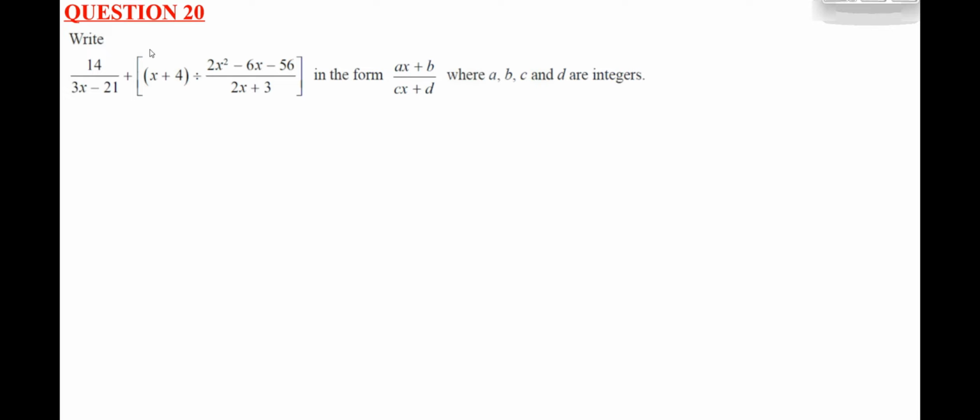So we're going to write this awful looking beast in this form here, which is so many lots of x plus something all over so many different lots of x plus or minus something else. A, B, C, and D are integers. So in other words, A, B, C, and D are whole numbers which are allowed to be negative. So let's just take this step by step. You're probably thinking this bit here is the bit of it which looks absolutely horrible, and you'd be right.